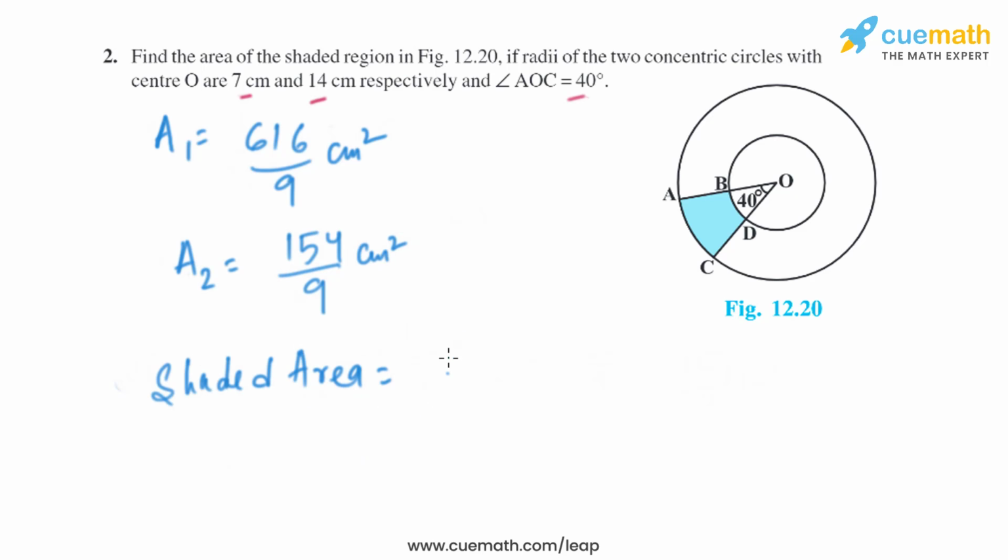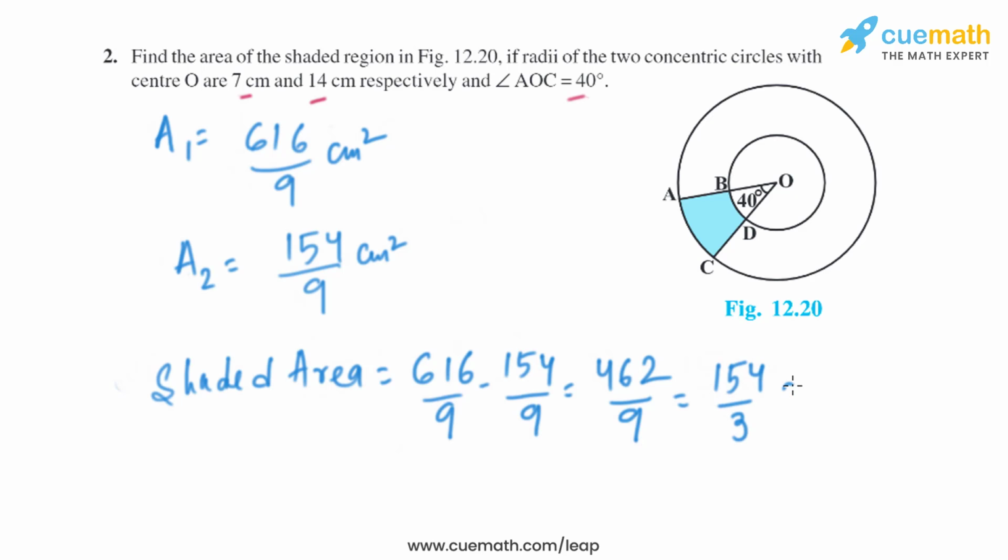So on subtracting them, we'll get the shaded area. So it will be 616 divided by 9 minus 154 divided by 9. And on solving this, we'll get 462 divided by 9. And on further simplifying it, we'll get 154 divided by 3 square centimeter. So that is the area of the shaded region.